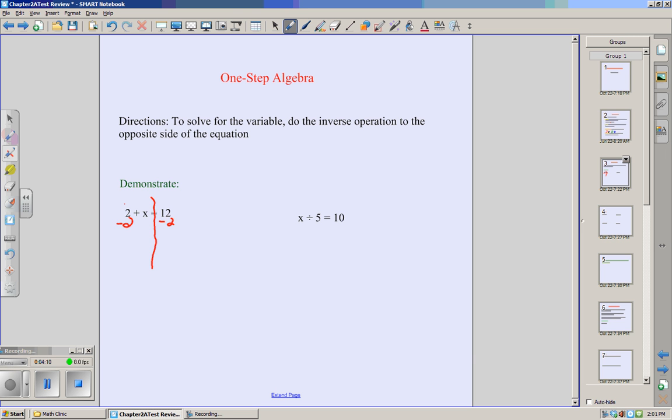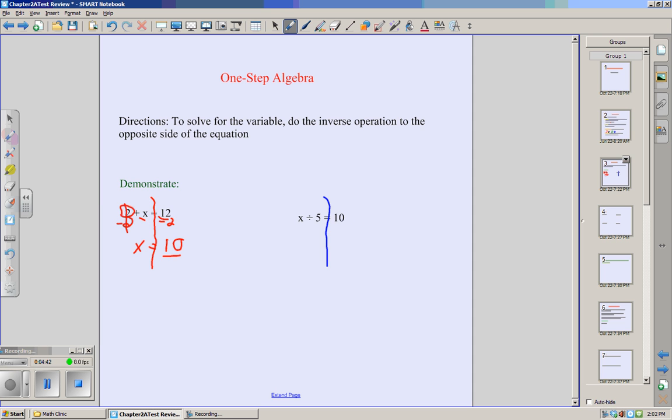The plus 2 and the minus 2 cancel out, and I have nothing left. All that leaves me with on this side of the equation is x. My equal goes on the line. 12 minus 2 is 10. If I look at my original problem, I know that 2 plus 10 does equal 12, so I know I completed my problem correctly. My next example of one-step algebra is x divided by 5 equals 10.